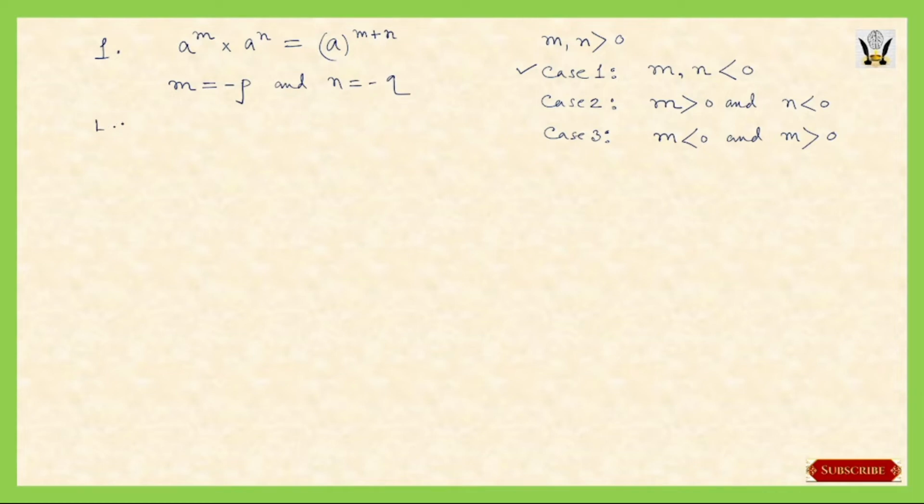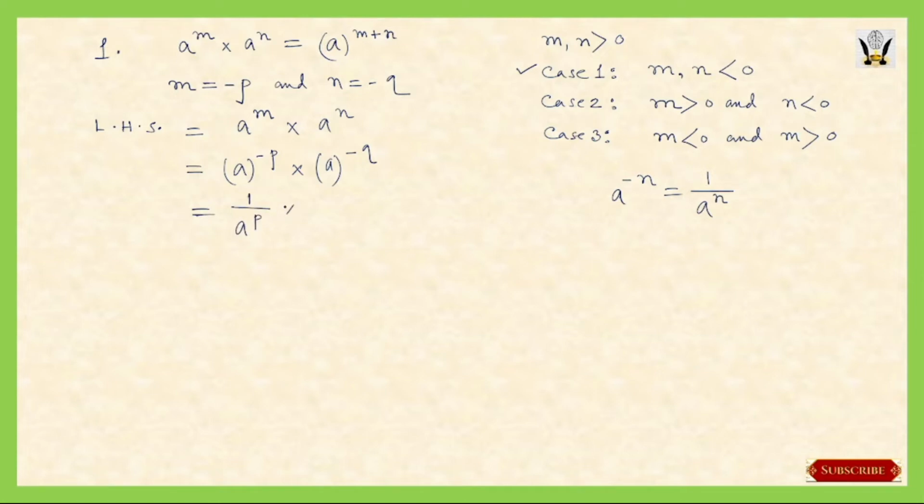Now, on the left hand side, if we put the new values of m and n, it is a to the power m multiplied by a to the power n. Now it will be written as a to the power minus p, in place of m, and then a to the power minus q, in place of n. So a to the power minus n has this format, and it will be written as 1 divided by a to the power n. So it will be written as 1 divided by a to the power p, multiplied by 1 divided by a to the power q.